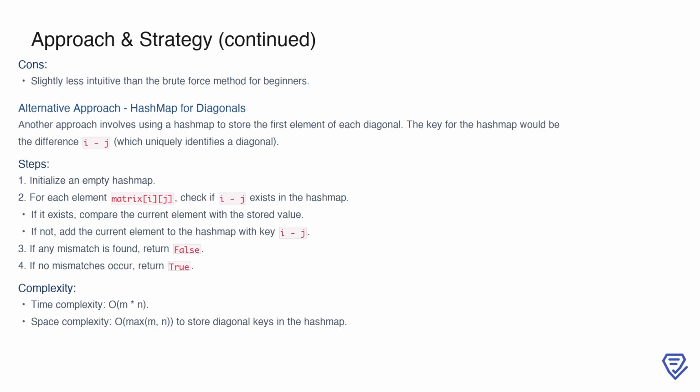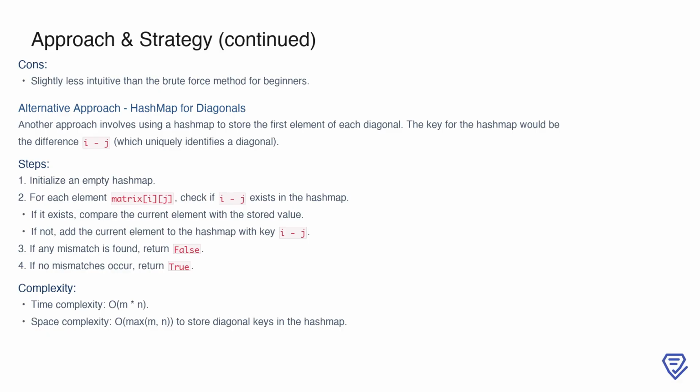Although the optimized approach is efficient, it can be slightly less intuitive for beginners compared to the brute force method. As an alternative, we can consider a different strategy that uses a hash map to track the first element of each diagonal. The key idea here is that diagonals in a matrix can be uniquely identified by the difference between their row and column indices, i minus j. Using this property, we initialize an empty hash map, where the keys represent the diagonal indices, i minus j, and the values store the first element of each diagonal.